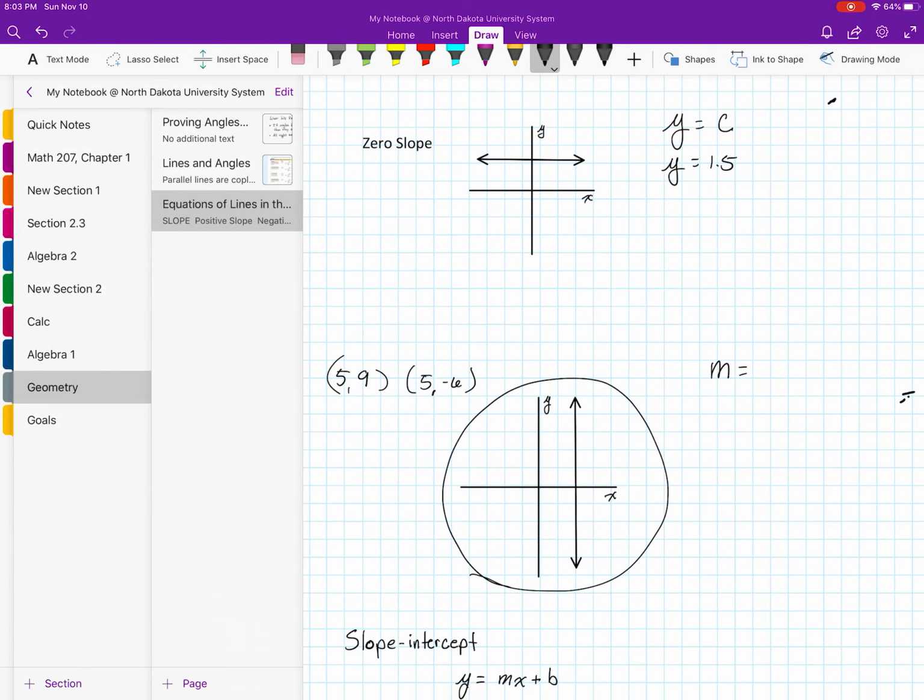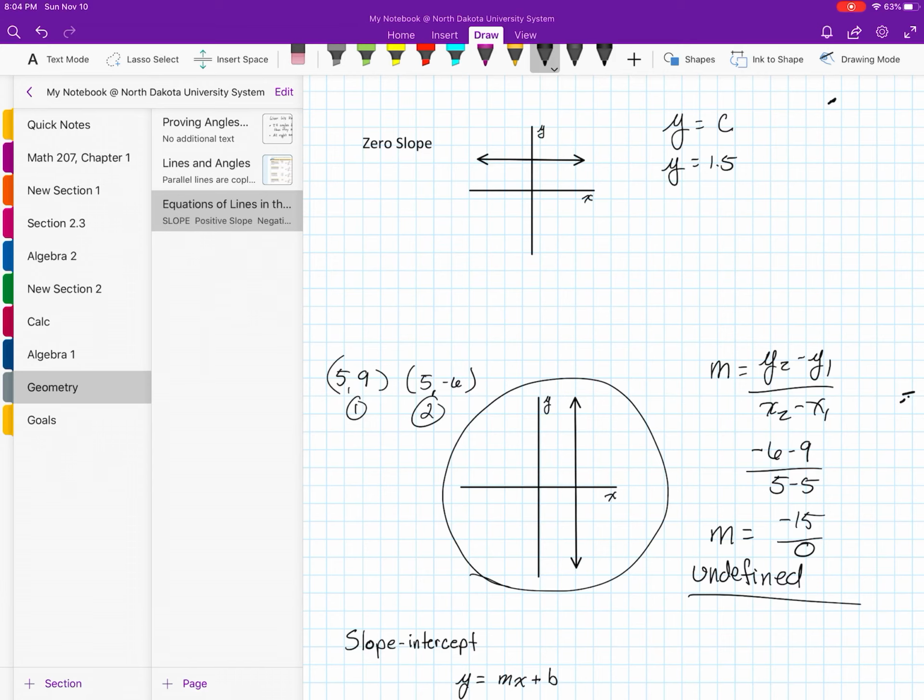m equals, if I call this point 1, call this point 2, I get y2 minus y1 over x2 minus x1, and I get up top negative 6 minus 9, and 5 minus 5 on the bottom. I get m equals negative 15 over 0. And we cannot divide by 0, can we? So this slope is undefined. And I would take the trouble to actually memorize these graphs.